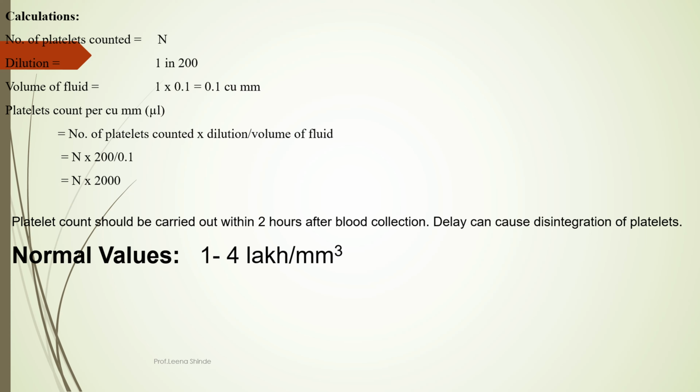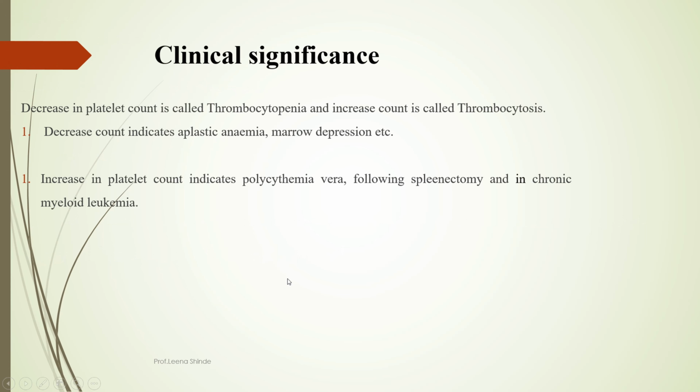The number of platelets counted per cubic millimeter is equal to the number of platelets counted times dilution, divided by the volume of fluid. So the final figure is N into 2000. Normal platelet count is 1 to 4 lakhs per cubic millimeter.